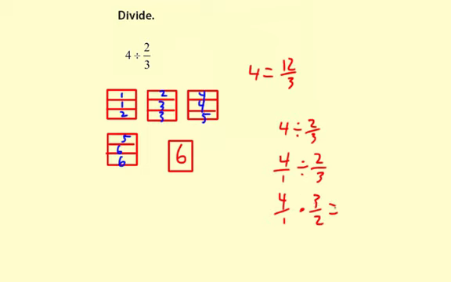Okay, so now I can go ahead and multiply straight across. 4 times 3 is 12. And then divided by 1 times 2, which is 2. So 12 divided by 2 is 6, which is the exact same solution that you get when you're doing the visual model. Okay, so once again, visual model and abstract model provide the same solution.